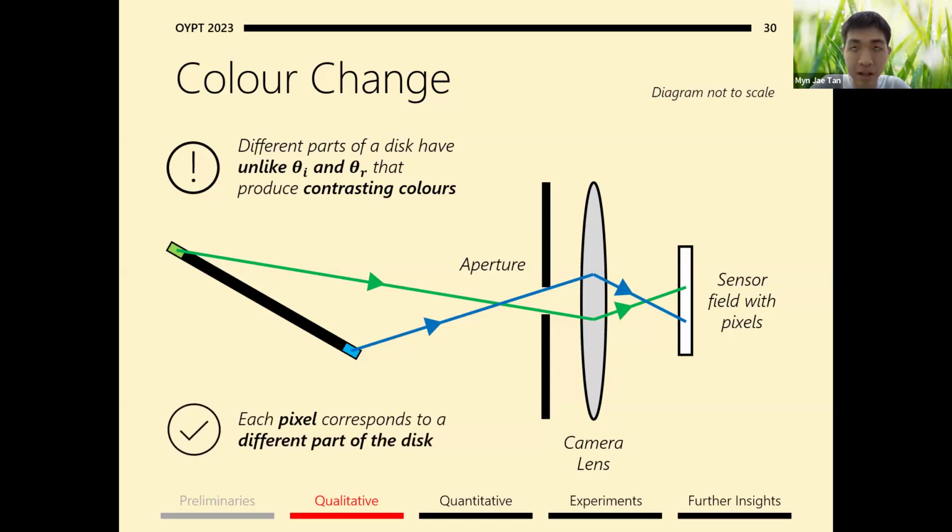So basically what happens on the camera is that the different parts of the disk have different colors, and these different parts correspond to different pixels on the camera sensor. So the pixels on the camera sensor will detect different colors, which causes the camera to observe different colors on the disk. For the human eye, it's a similar thing, except that in the human eye we have rod and cone cells, which are kind of the same thing as the pixels that we have in cameras.